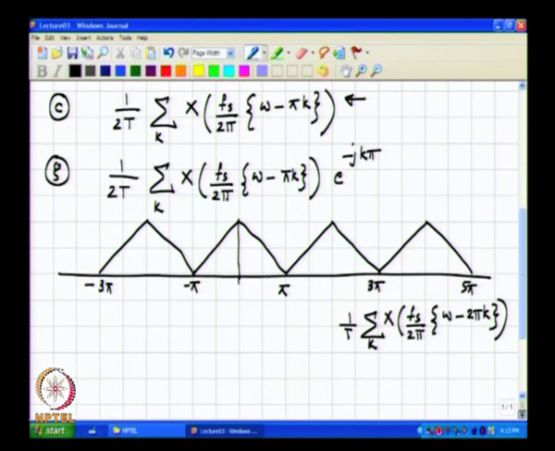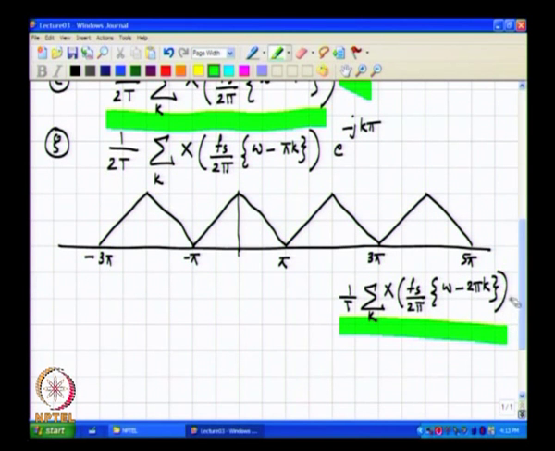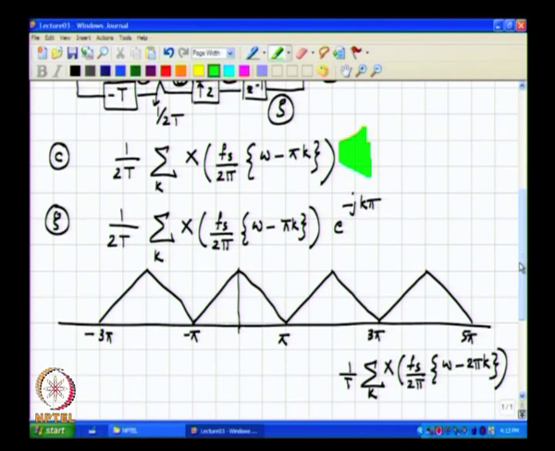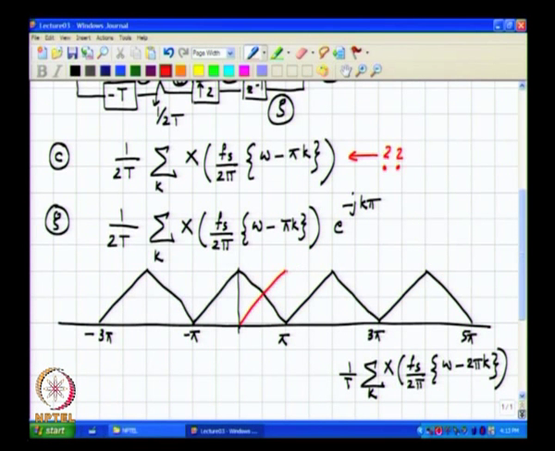Okay. But what is this expression? What is the difference between this expression and this expression? One is repeated at 2 pi, whereas the other one is repeated at pi. So, how do you think this expression will look like? You will have aliasing terms. Now, repeated at? You will have images repeated at pi. Okay.